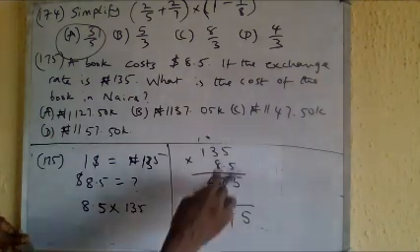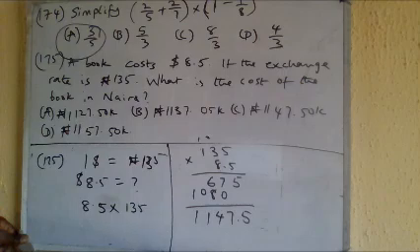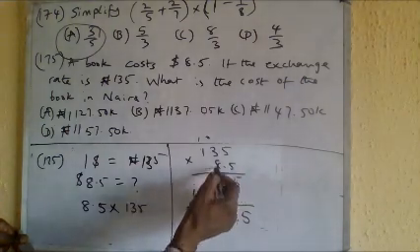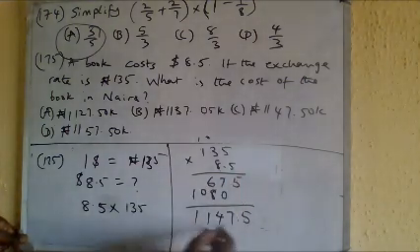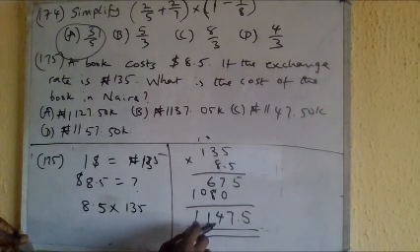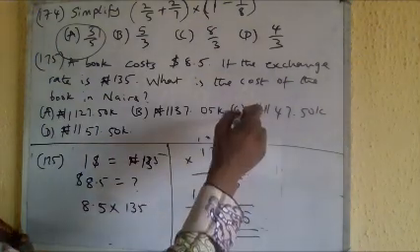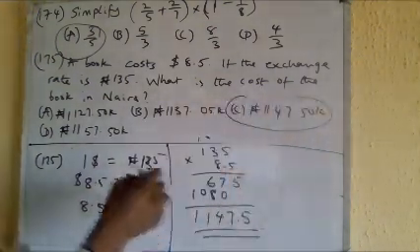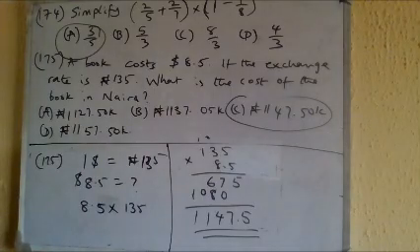Now, because there's only one decimal point here, I'll put the decimal point here. I count it only 1 to this side and 1 to this side. So this is the answer: 1,147 Naira 50 kobo. So the answer is C. Okay, so move on to the next question.